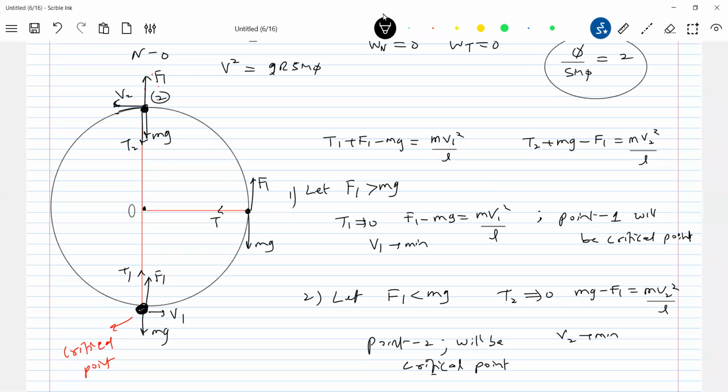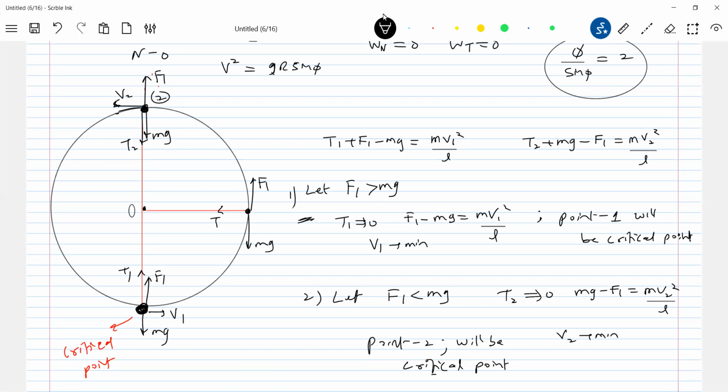And now I want the expression for the minimum velocity I should project at the lowest point. You are at the lowest point only, and there the critical point lies, no? So with what speed should you project? You should project with a speed v1 at the lowest point in the first situation. It will complete the vertical circular path. Okay, got this?